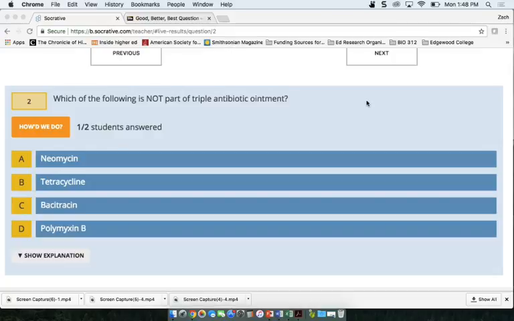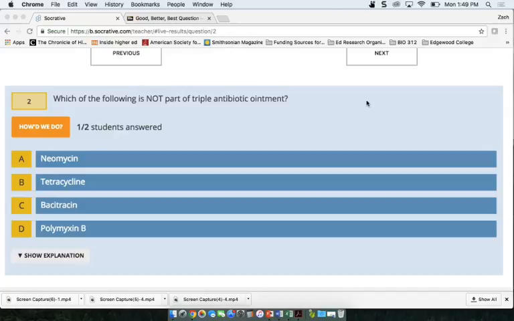Polymyxin B, another narrow spectrum, specifically targets the outer membrane. It actually leads to the destabilization of the outer membrane on those gram-negative bacteria. So this is one that doesn't have a protein target. It's just going to lead to leakiness of that outer membrane on those gram-negative cells.